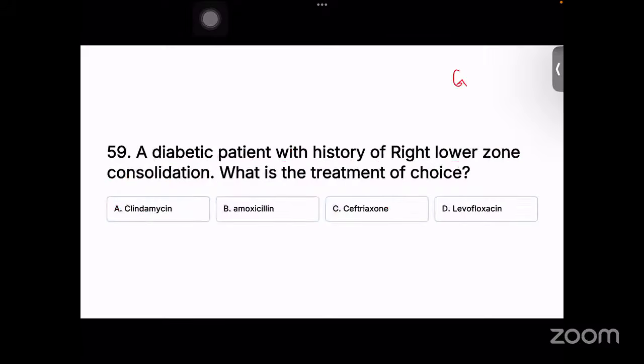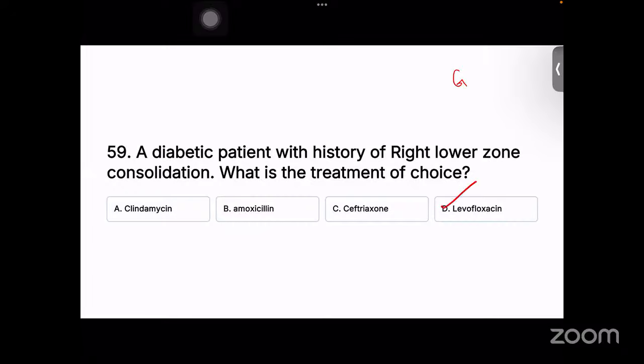Okay, next we have question number 59. A diabetic patient with a history of right lower zone consolidation. What is the treatment of choice? Right lower zone consolidation is mainly community acquired pneumonia, and the diabetic patient is a topic of interest here. The options are clindamycin, amoxicillin, ceftriaxone, and levofloxacin. I would rather go for levofloxacin.